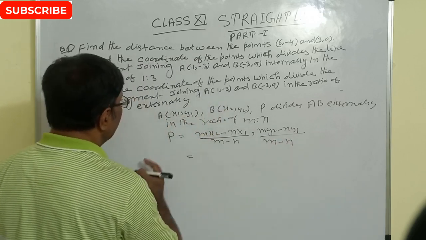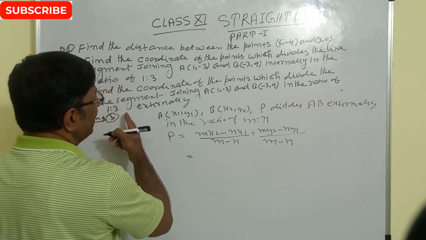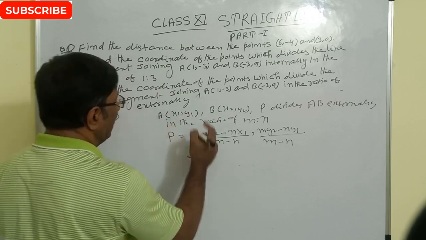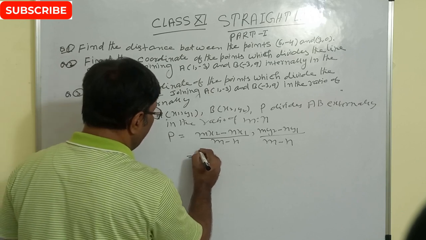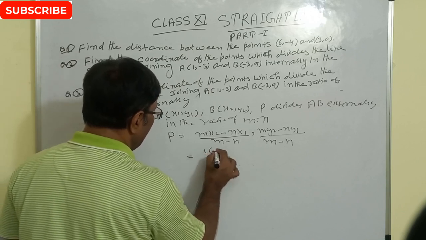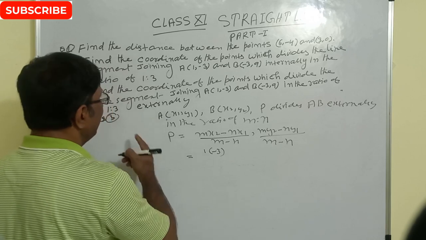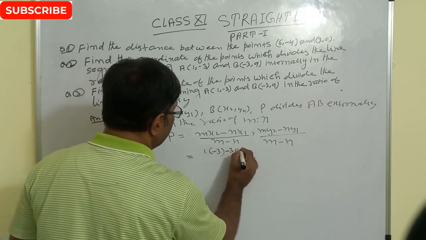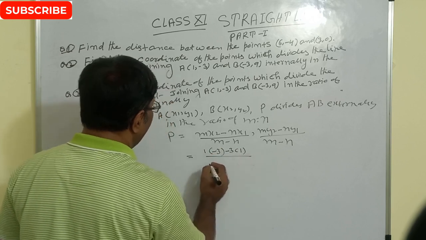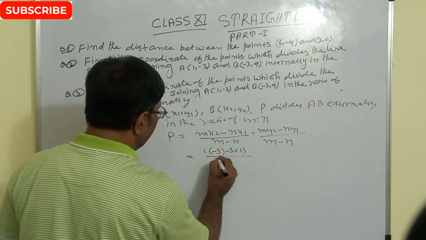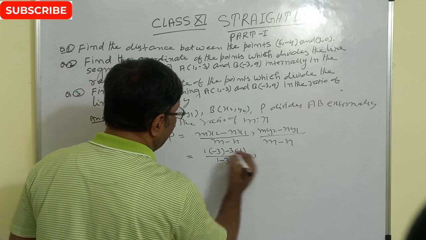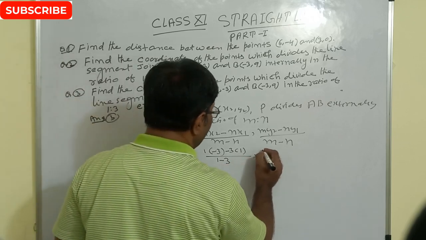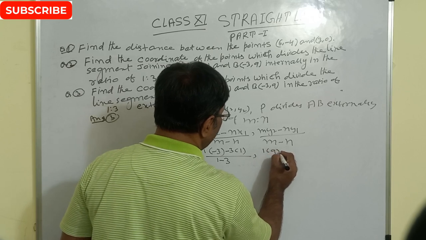So m is 1 here. So this is 1 into mx2, so 1 into minus 3. And then minus n into x1, that is 3 into 1. And divided by m minus n, so this is 1 minus 3. Again my2, so that is 1 into 9.